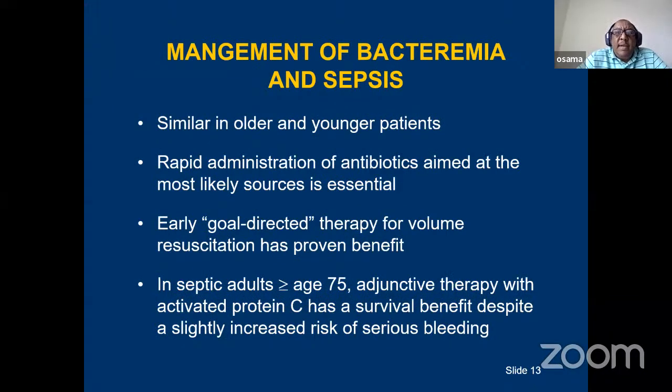Management of bacteremia and sepsis is similar in elder and younger patients. Rapid administration of antibiotic aimed at the most likely source is essential. Early goal-directed therapy for volume resuscitation has proven benefit. In septic adults more than 75 years old, adjunctive therapy with activated protein C has survival benefit despite a slightly increased risk of serious bleeding.